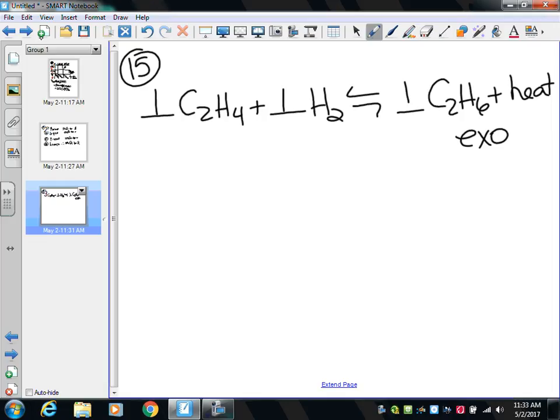Okay, so we wrote a balanced equation. Now it's saying, how would you regulate the temperature of this equilibrium in order to do the following? If I wanted to increase the yield of ethane, is ethane a product or reactant? Ethane is not a reactant.